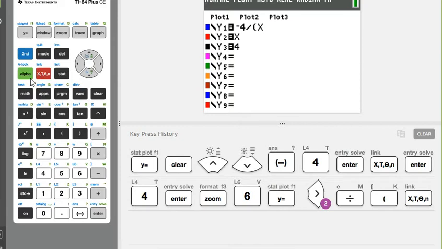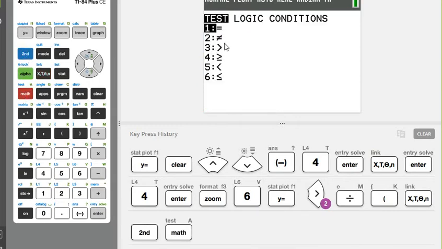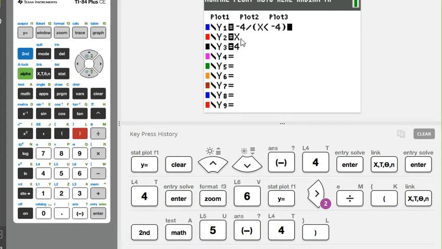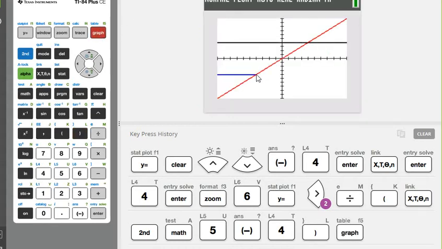And here's why they pay me the big bucks, because I know where to press these keys right here. You're going to hit the second key and then the math key. That gives you access to all these different inequalities. And we want to choose number 5, less than. So I want x is less than -4. And watch what happens to this graph. It's no longer going to go all the way across my window. It's going to stop right there.